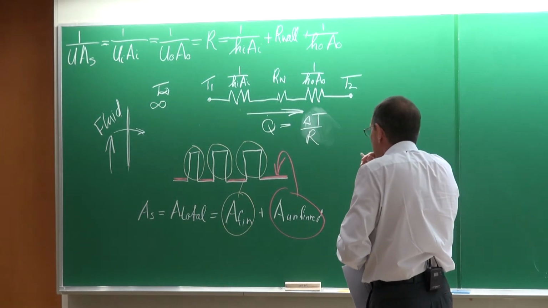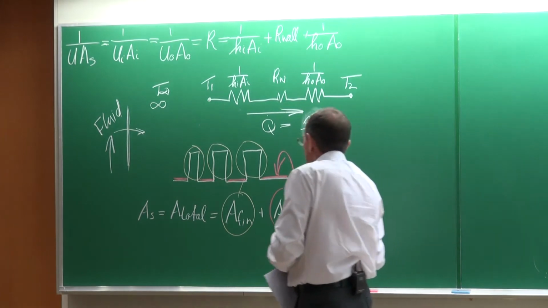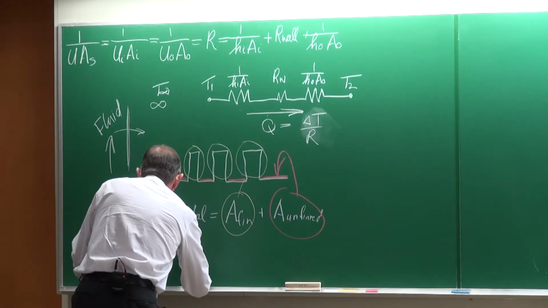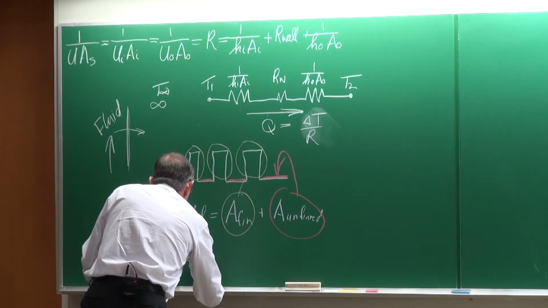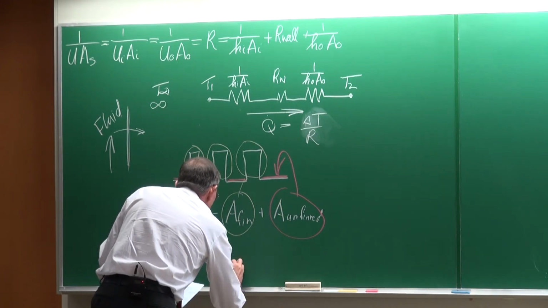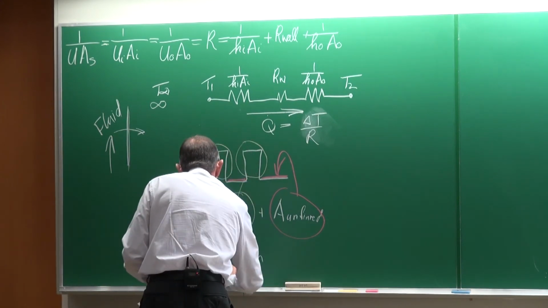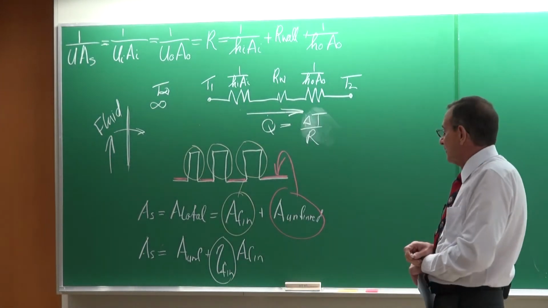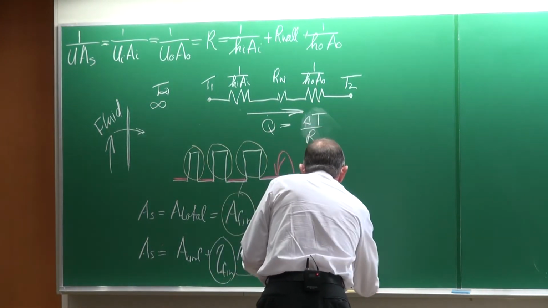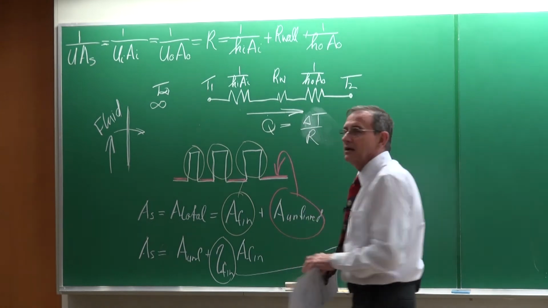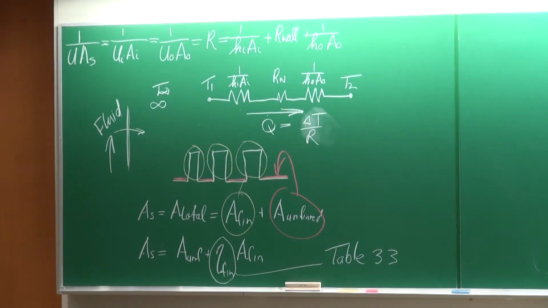However, there is something else that we need to remember, and that is that normally the fin efficiency plays a big role. So we can write the surface area as the area unfinned plus the efficiency of your fin multiplied by the area of the fin. Now the question is, where do we get this efficiency of the fin? Well, you have to go back to chapter 3, and if you go and look in table 3.3, all the results are summarized in your textbook.